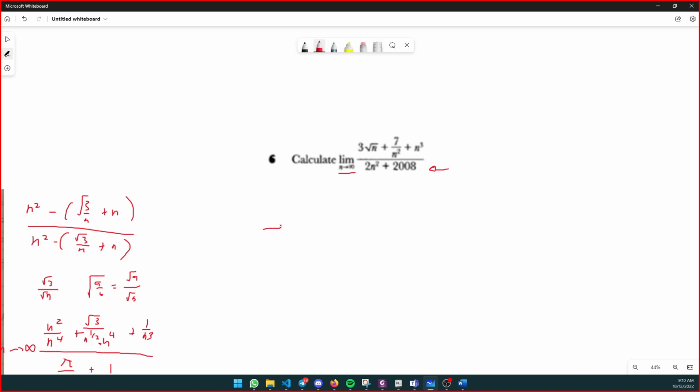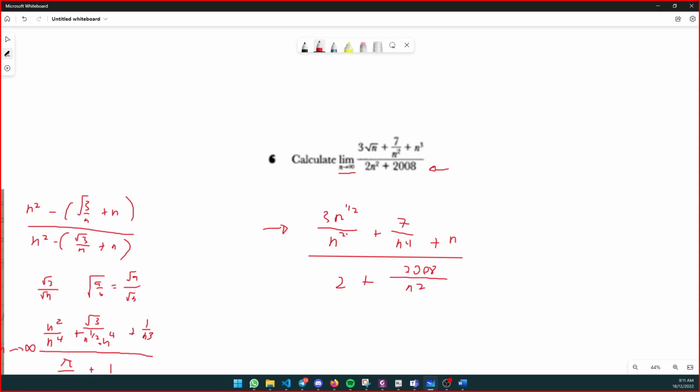When you divide everything by n squared, you'll get 3n half, that's 1 over 2 over n squared, plus 7. You get n to the power of 4 here, and this is just n. Then after that, you get 2 plus 2008 over n squared.